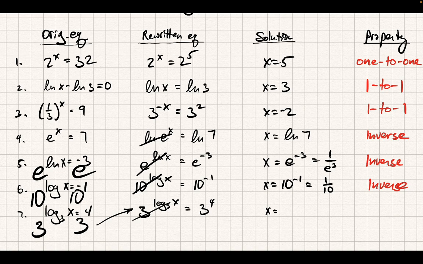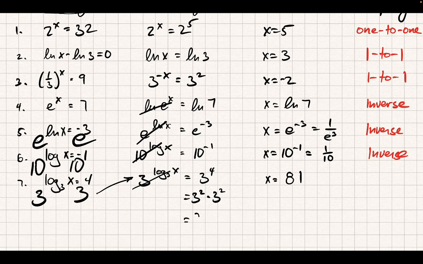2,187. No, 3 to the 4. That's 81. That's 3 squared times 3 squared, which is 81. Now, where'd you get 3,000 from? But it's 3 to the 4. It's 3 squared times 3 squared, which is 81 squared? No. Where are you getting the extra square? Wait a second. Never mind. 9 times 9. 3 times 3 is 9.